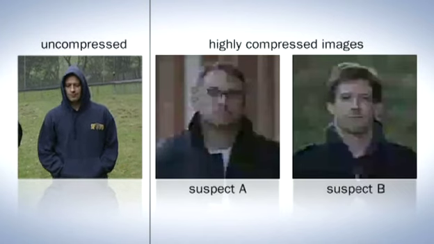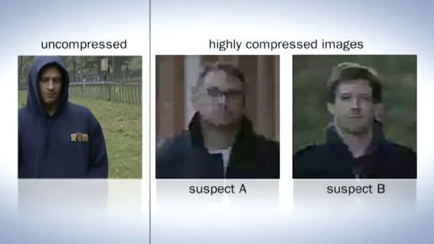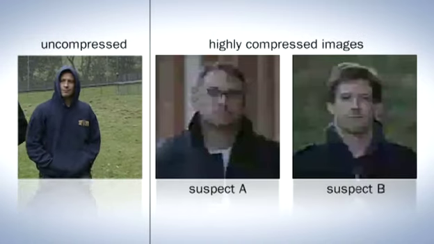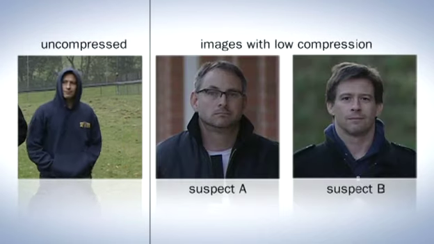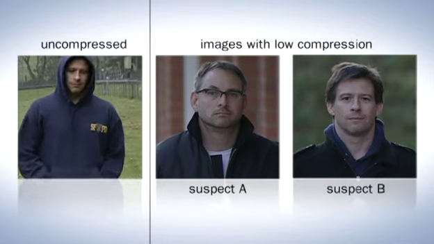High levels of compression can also make it very difficult to identify an individual accurately. For instance, which of the two compressed images, centre and right, do you think shows the person who's featured in the uncompressed image on the left? But now look at the same images with low compression. Accurate identification is much more likely.